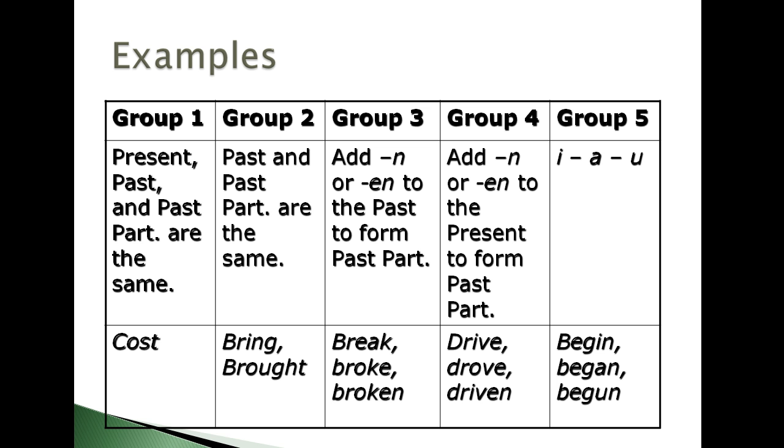In group 1, these are ones where literally there's no change. The only change is if you add an s to make it agree in the present tense, or if you add ing for the present participle. Notice in all of these, we're not talking about the present participle. That's just the present adding ing. Group 1 is cost. Whether it's cost present tense, cost past tense, or has cost, past participle. There's no such thing as costed.